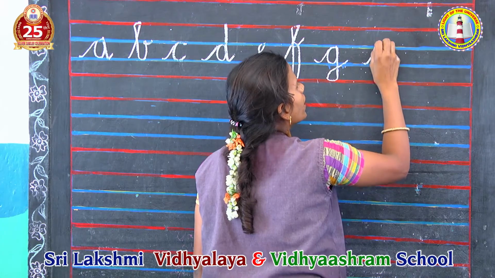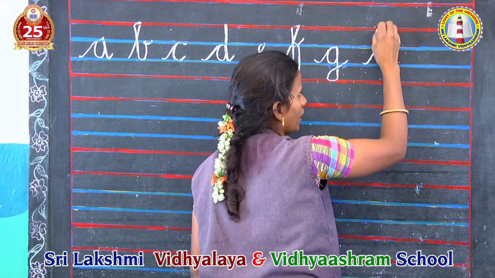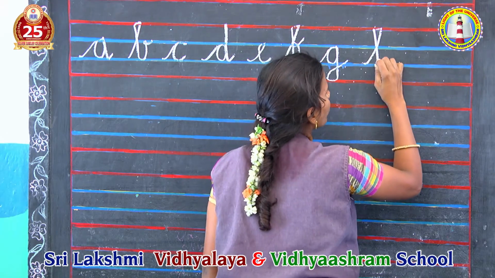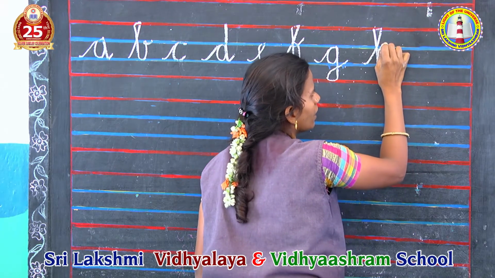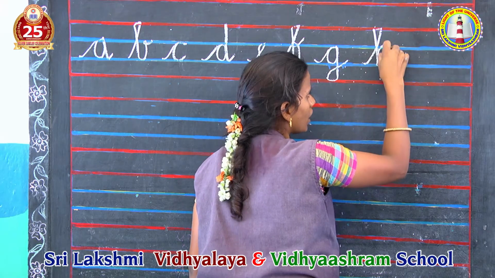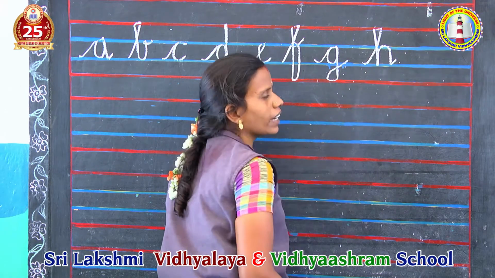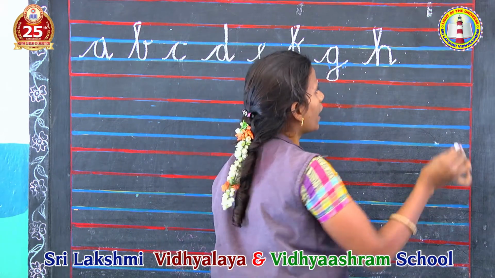Draw a stroke line to the top and then make a standing line. Again, go to the standing line and then make a curve and then small slanting line. It's called H. Next, we write the letter I.